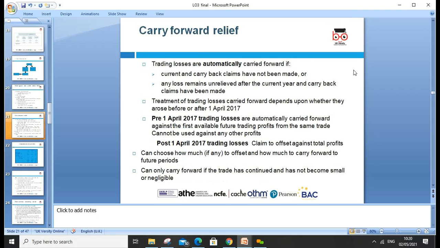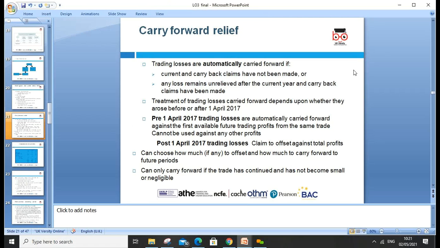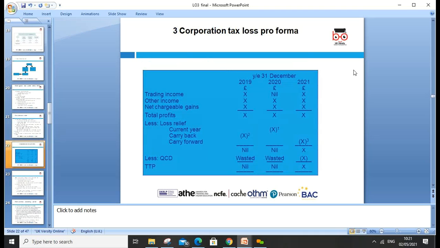So we really need to do tax planning. We need to carry forward. Trading losses are automatically carried forward if current and carry back claims have not been made, and any loss is relieved. So that's what we need to look at. Of course, for the period, we can look at each April, and we can go how many years? We all know, up to 5 years. So that can be carried forward. So losses from 1st April 2017, we can still carry forward.